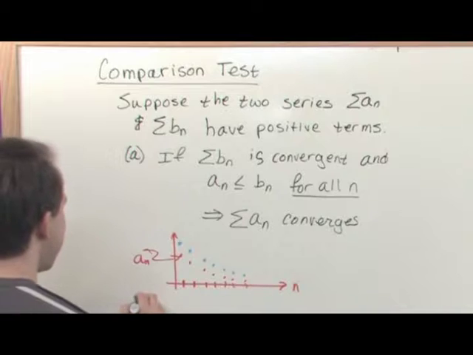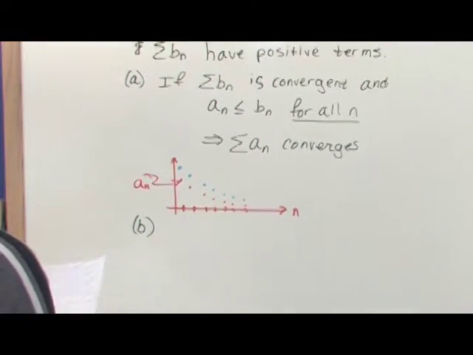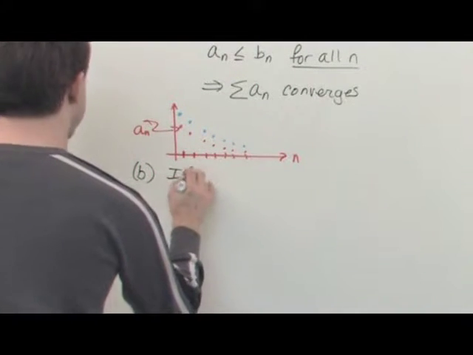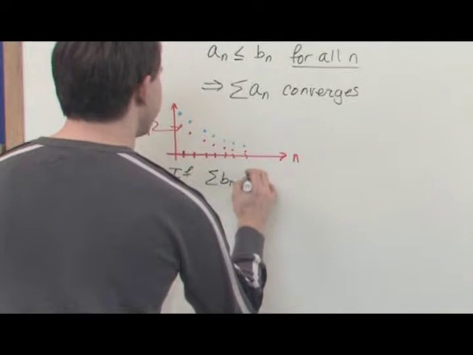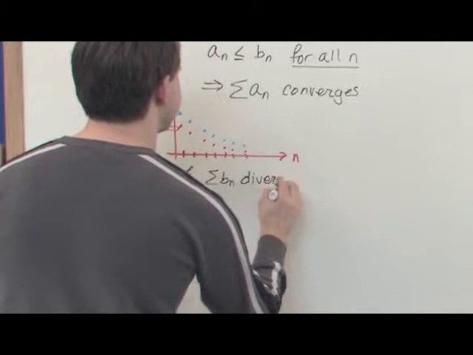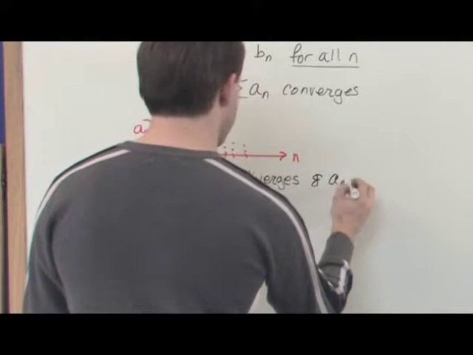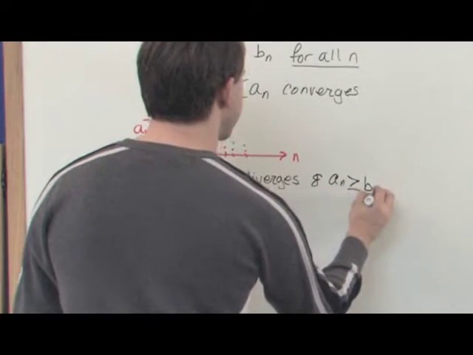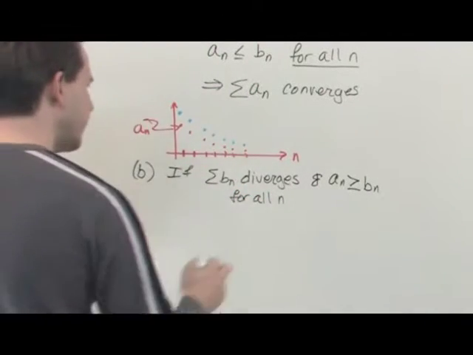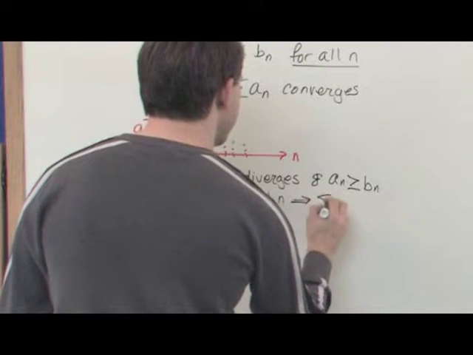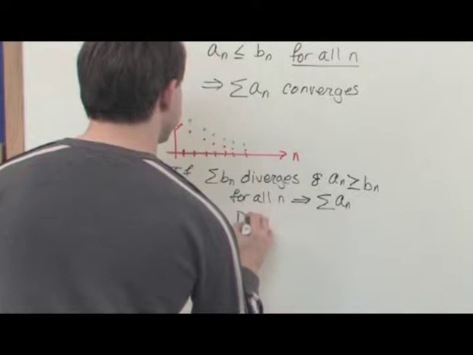Now once you understand that, part B is exactly the same thing, it's just in the opposite direction, okay? If the series b sub n diverges, and a sub n is greater than or equal to b sub n for all n, then I have proven that the series I'm interested in, a sub n, diverges.